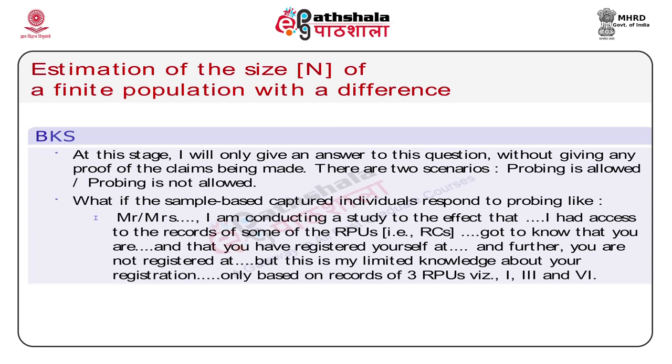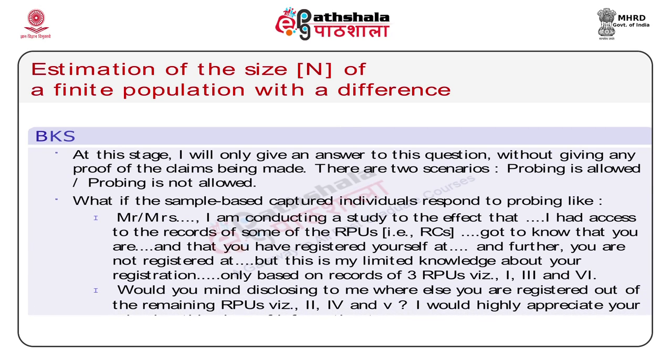I had a sample of 3, I have been to all the 3, I find you registered in 1 but not in the other 2, or maybe I find you registered in 2 but not in the other 1, or maybe I find you registered in all the 3. However, it is only based on my records of the 3 rehabilitation centers 1, 3 and 6. Would you mind disclosing to me where else you are registered out of the remaining centers? The centers which are not within the purview of my study, just tell me where else you are registered. I would highly appreciate your releasing this piece of information to me.